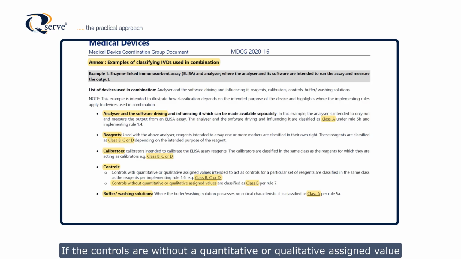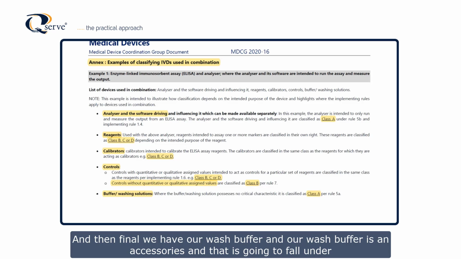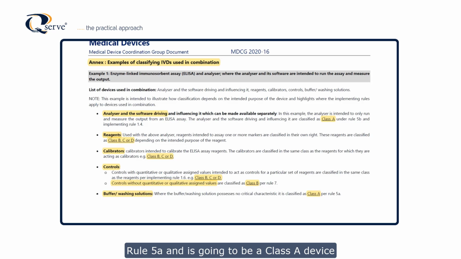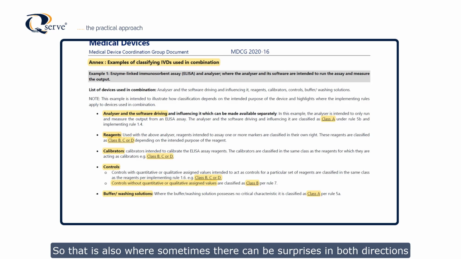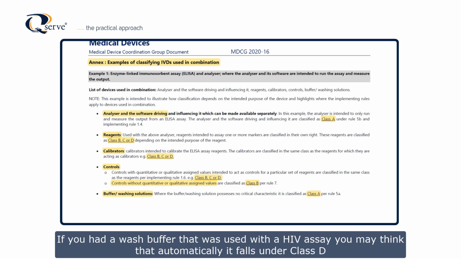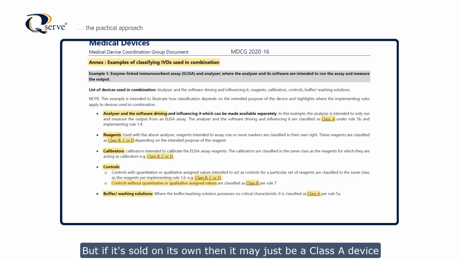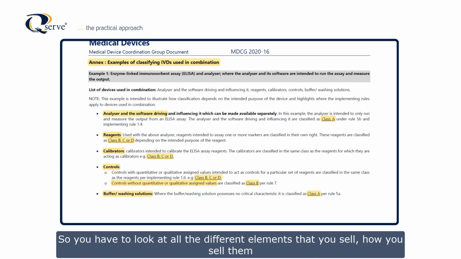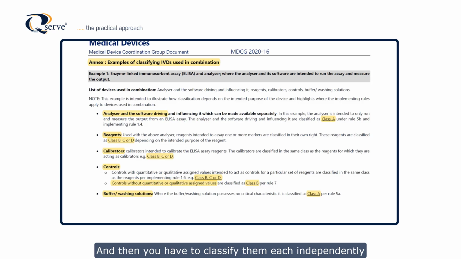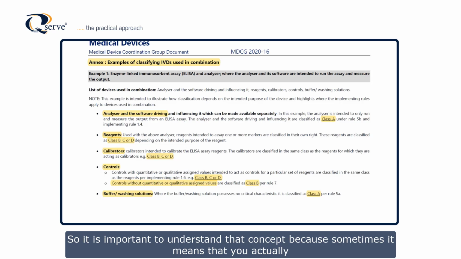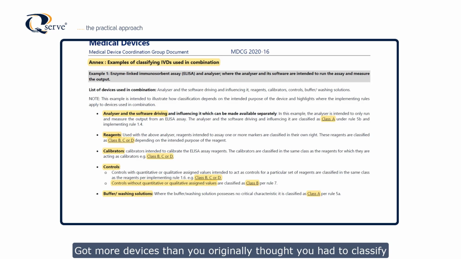However, if the controls are without a quantitative or a qualitative assigned value, they're always going to be a Class B, and that's according to Rule 7. And then finally, we have our wash buffer, and our wash buffer is an accessory, and that is going to fall under Rule 5A and is going to be a Class A device. So that's also where sometimes there can be surprises in both directions. If you had a wash buffer that was used with an HIV assay, you may think that automatically it falls into Class D, but if it's sold on its own, then it may just be a Class A device. So you have to look at all the different elements that you sell, how you sell them, and then you have to classify them each independently. So it's important to understand that concept, because sometimes it means that you've actually got more devices than you originally thought you had to classify.